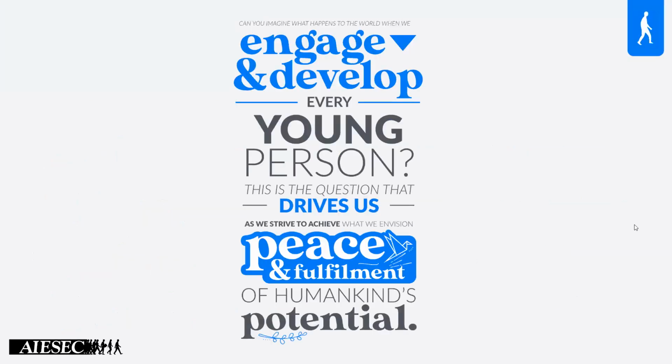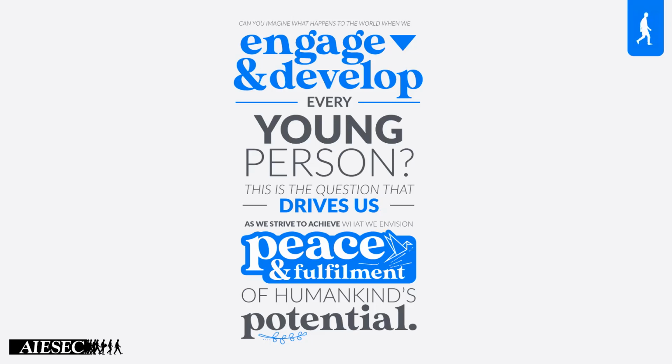So at the end of it all, we have one big question that we ask ourselves. And this is like our main driving factor. And the question is, can you imagine what happens to the world when we engage and develop every young person? So imagine how many young people we have across the globe. Currently, Uganda has the highest youth population. Now that's just Uganda alone. But imagine how many young people we have across the world, and now again imagine if we could engage and develop every young person.